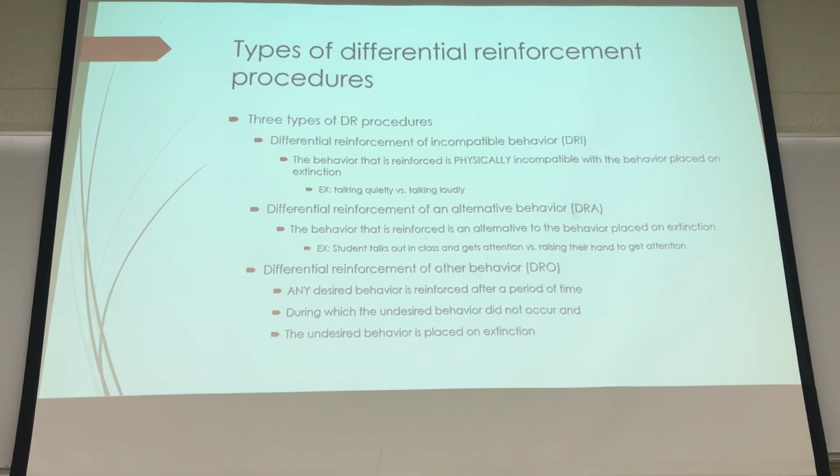Let's talk about types. Just mentioning these. Okay, they are discussed ever so briefly at the end of the lesson. So if they're talked about at the end of the lesson, you know there's going to be questions about them. So let's talk about the three types of differential reinforcement procedures. The first one is called differential reinforcement of incompatible behavior. All that means is that you're going to reinforce a behavior that is physically incompatible with the undesired behavior.